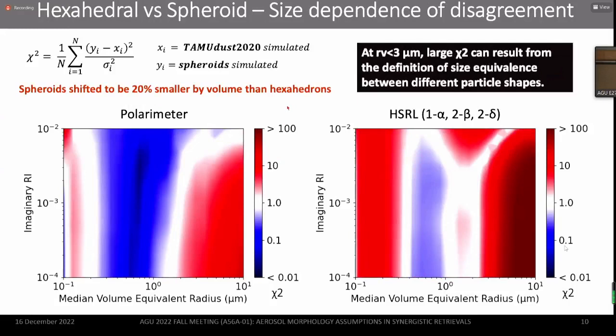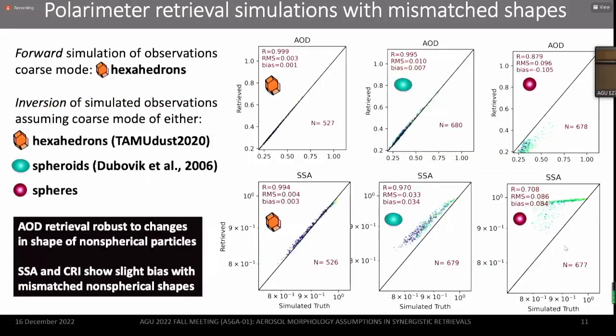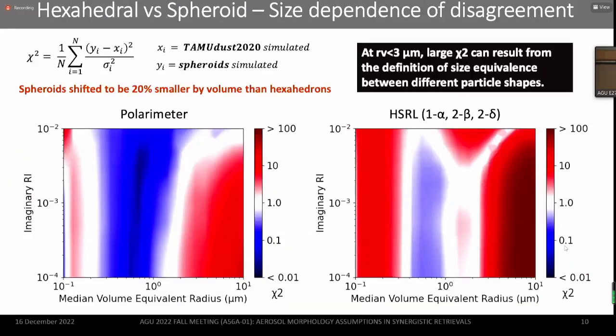And we should caveat this by saying that it's not obvious how you map the shape of one non-spherical particle against the other. So here we're using volume equivalent radii to make the scenes the same. But it turns out that if you shift the radius of the spheroids to be 20% smaller than the hexahedrons, you actually get much better agreement in some regions here, although worse in the fine mode. So that's something we need to explore.